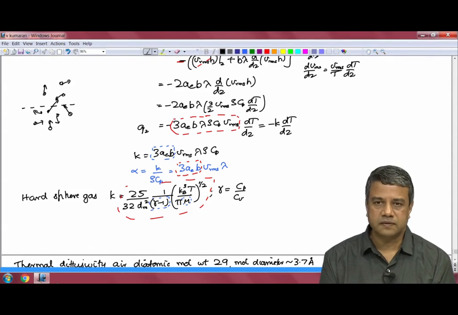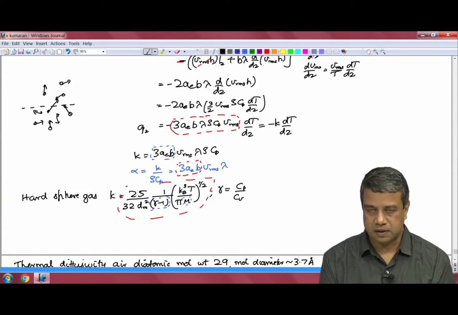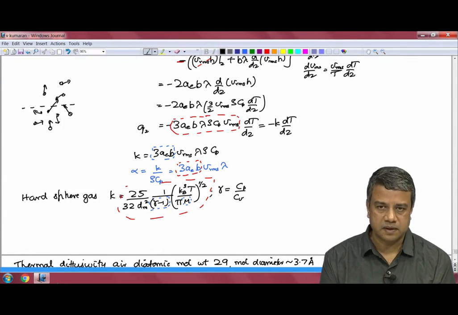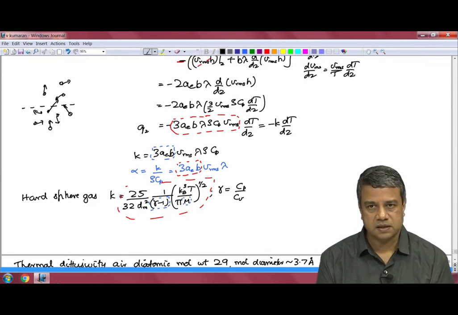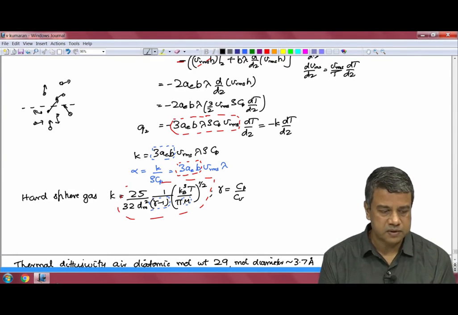Next, we look at thermal diffusivity in liquids, and then we will progress to momentum diffusion. I will first complete a little bit on thermal diffusion in liquids in the next lecture, and then I will proceed to momentum diffusion in liquids.